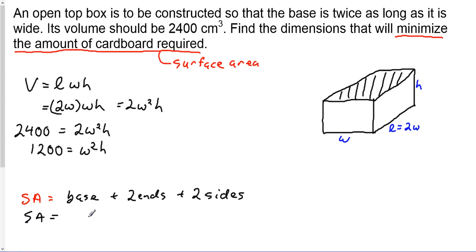So our base is, let's see, it's a rectangle. It's going to be our length times width, but our length is 2w and our width is just w, so that's going to be 2w times w. Our 2 ends, there's 2 of them, and each one is width wide. When I'm talking about the ends, I'm talking about this one here and the one on the opposite side. So those are each going to be w times h. And then our 2 sides, again, there's going to be 2 of them. And when I'm talking about the sides, I'm talking about over here. So each of those is going to be length times height, but our length is 2w times height.